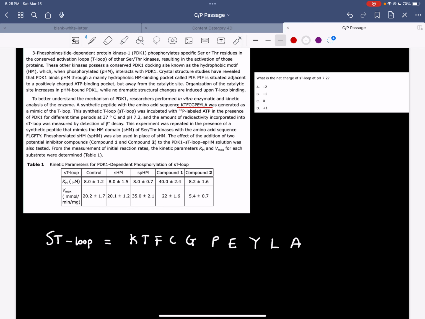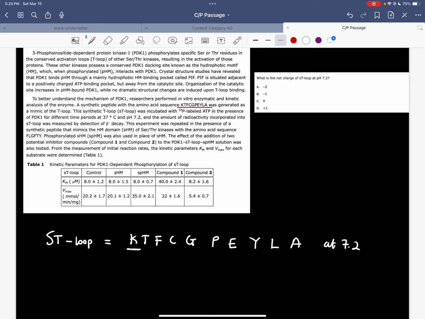When something is basic, what is the charge? When something is an acidic amino acid, what is the charge? So for this, the same at pH of 7.2. Now we're going to start analyzing it. K is called lysine, and that is a basic amino acid.